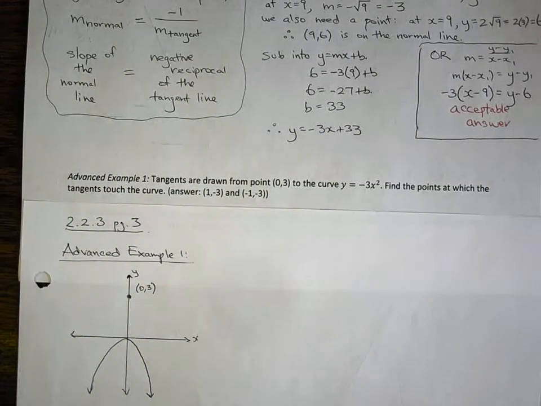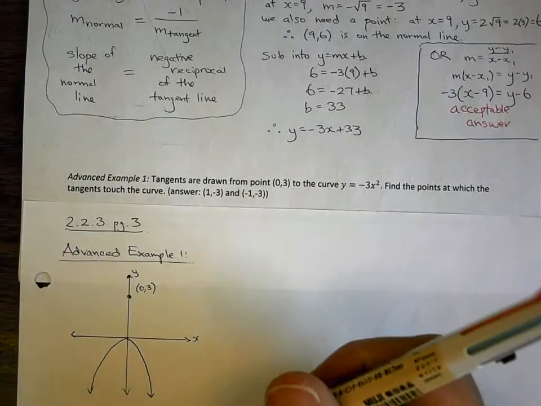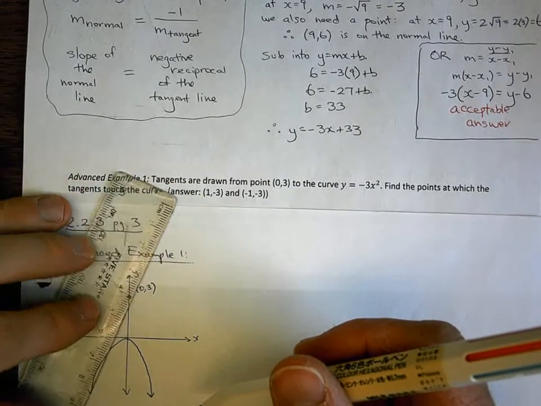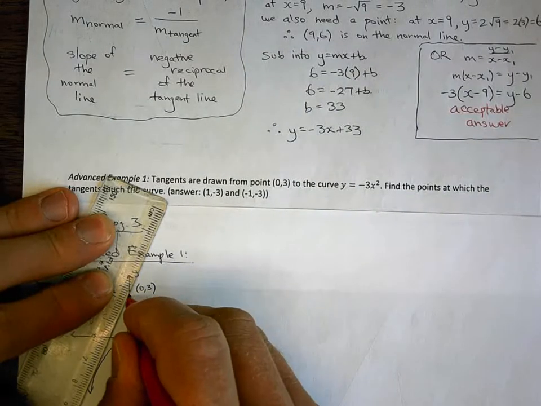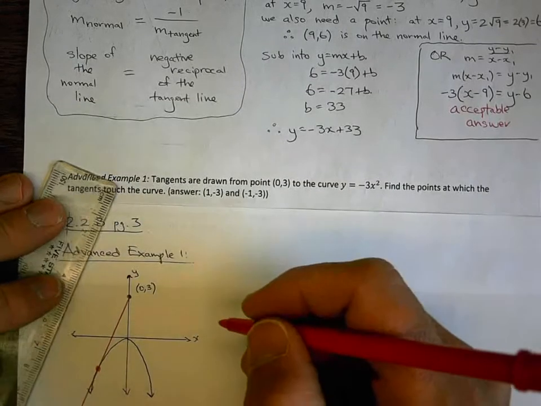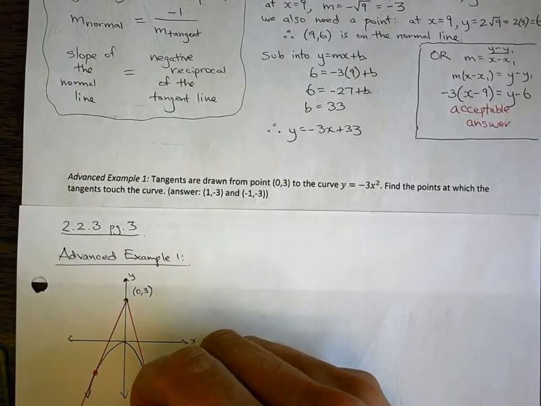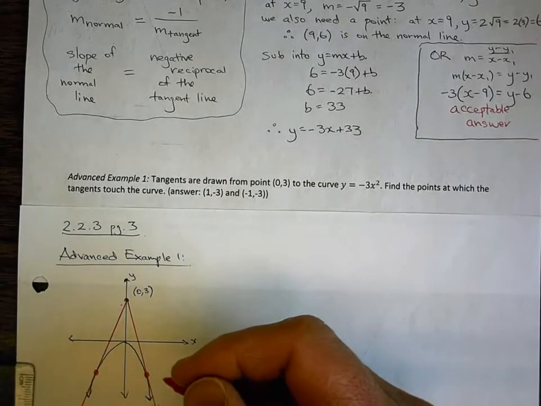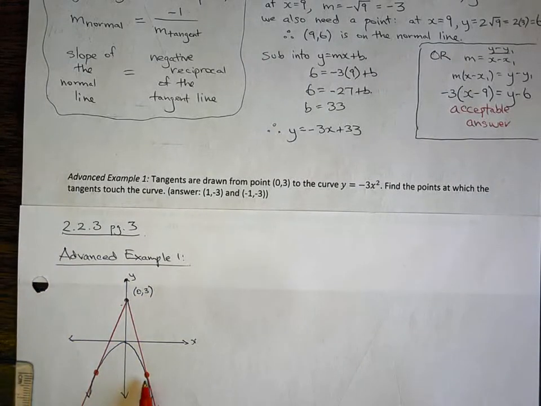Okay, so now it says tangents are drawn from this point to the curve. Oh, so I have to draw a tangent to this curve that also goes to the point. So there'll be one like this, basically. And I guess there'll also be one over here. I guess these are technically lines, so they go on. And there we go. Okay, so now here's the tricky thing. There are two points here.